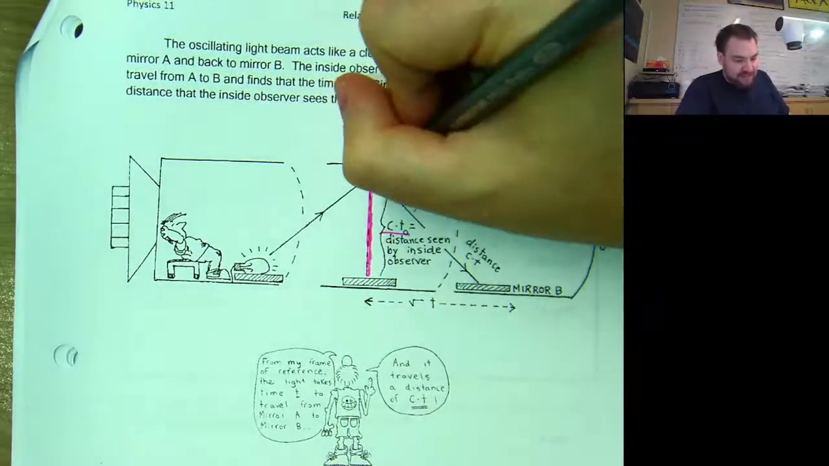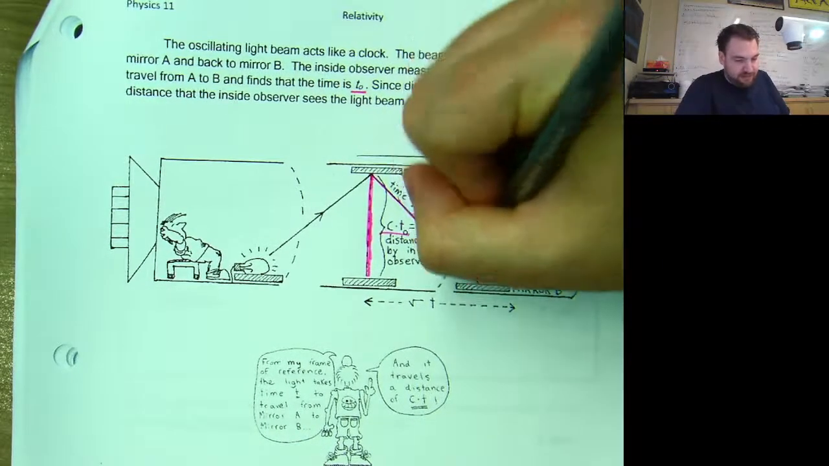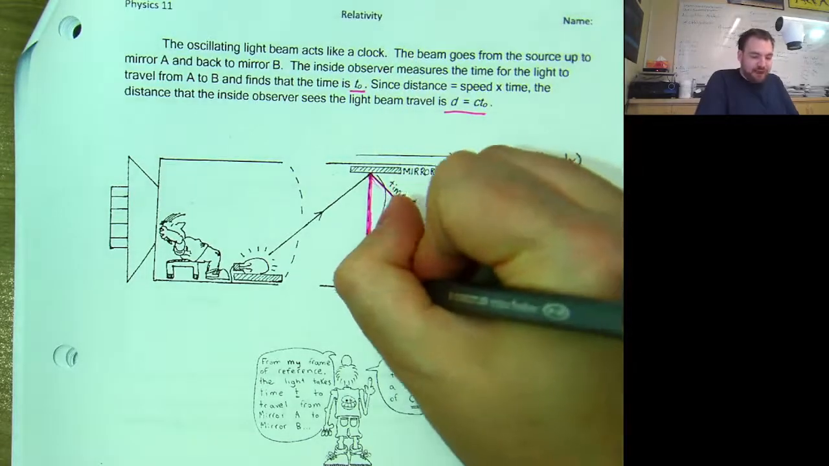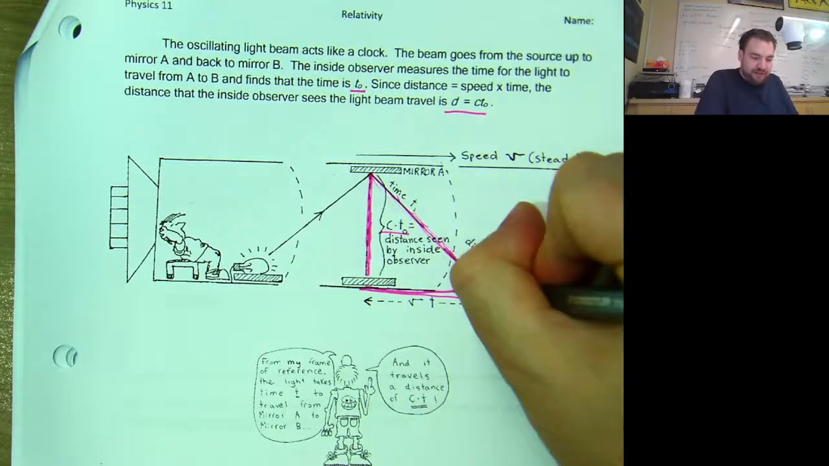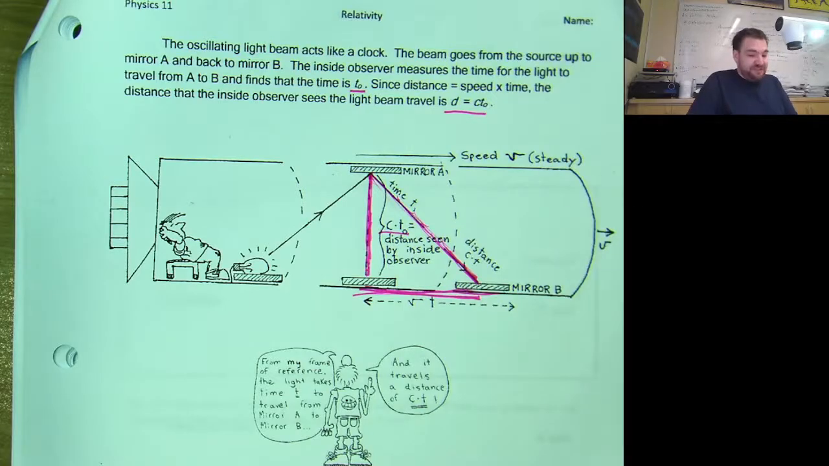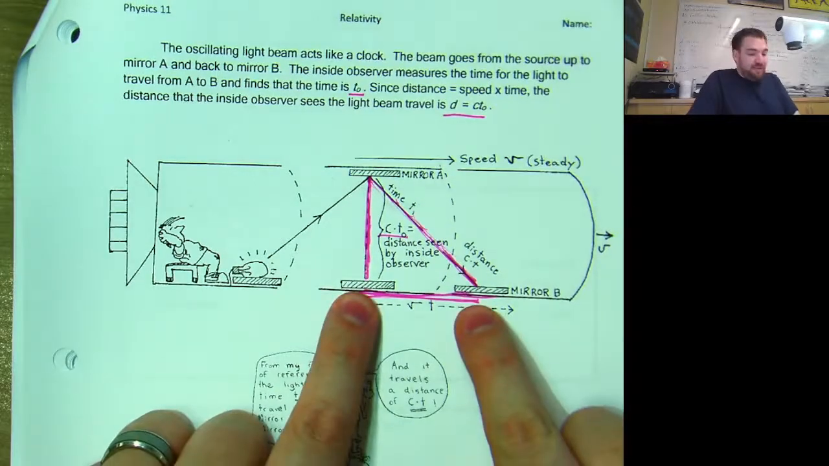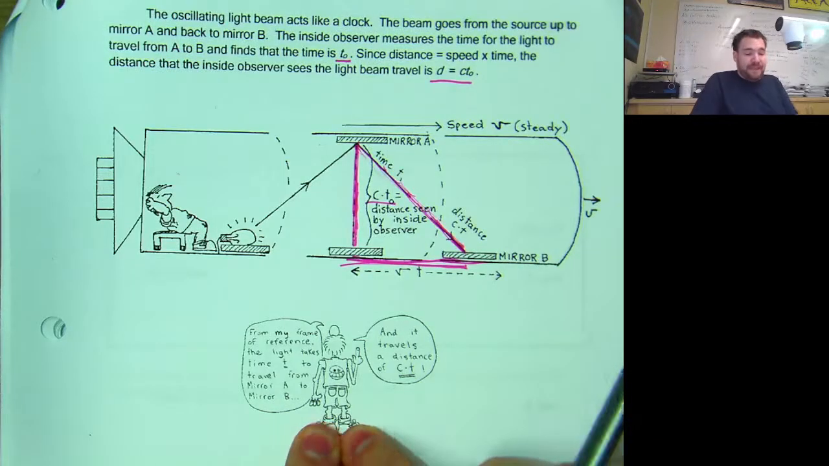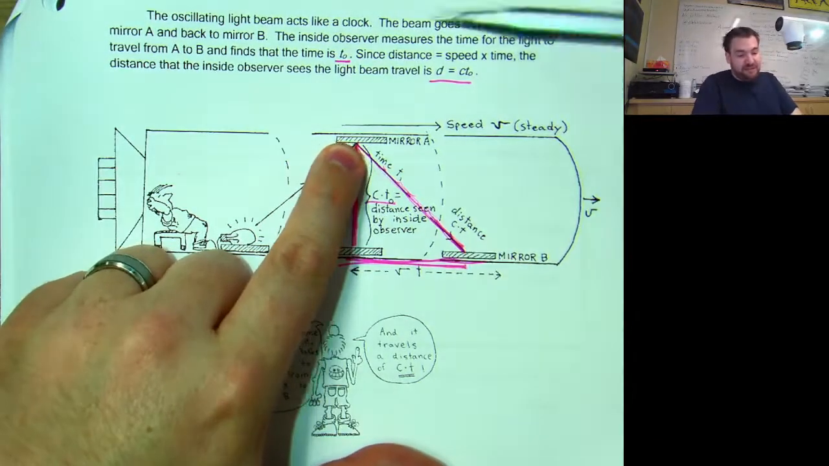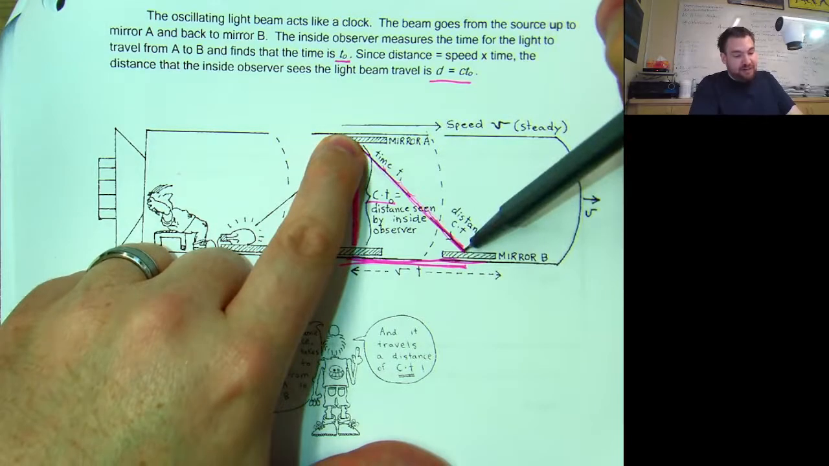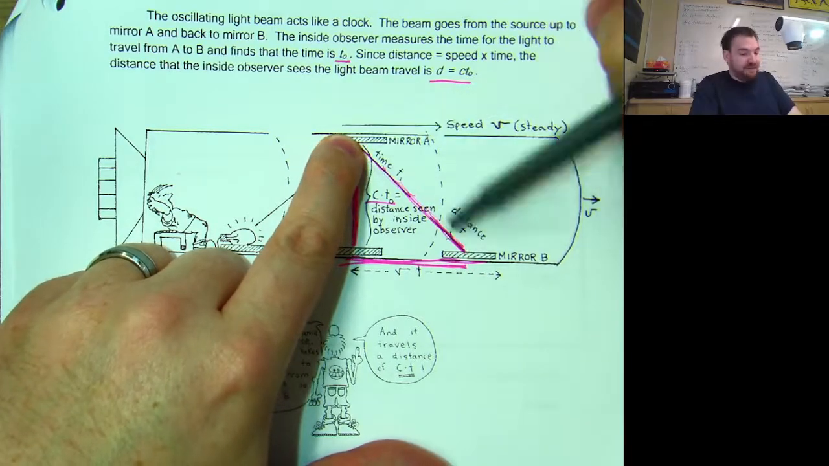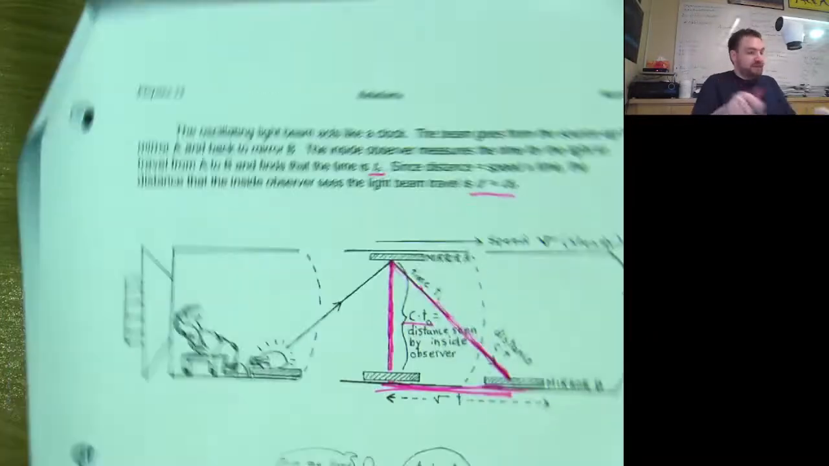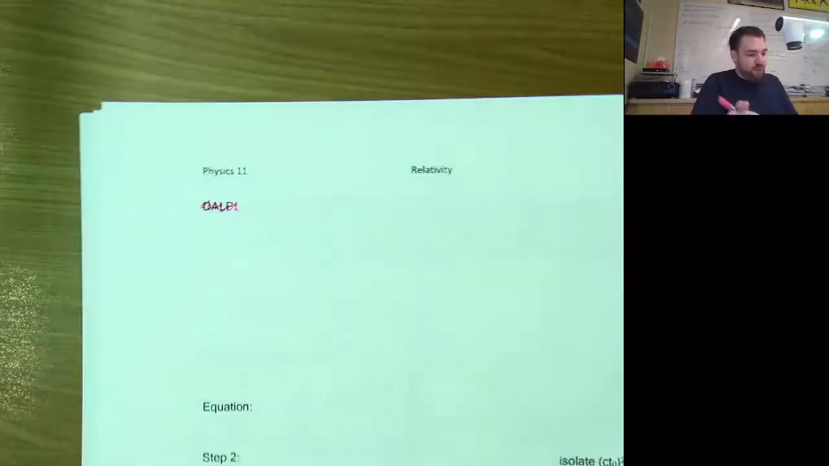This guy sees this: light traveling from here to here as the mirror travels from here to here. These are all distances. This distance the mirror has traveled is the velocity of the ship times the time he sees passing. And this distance is the speed at which the light is traveling times the amount of time it takes. We're cool with that? That's the triangle we're going to analyze here. So that's the one that we're going to draw on the next page.